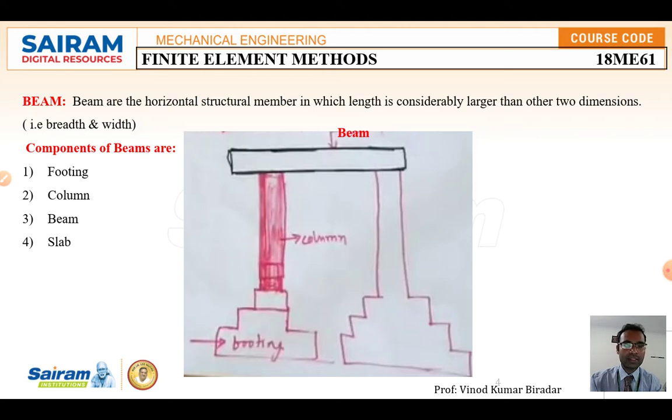Another definition: a beam is a horizontal structural member in which the length is considerably larger. Look at this element. This is a beam element, and in this element the length of the beam is very large.